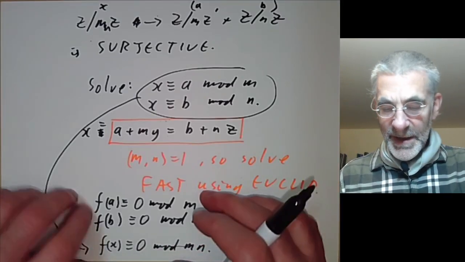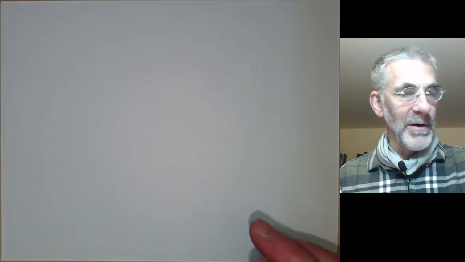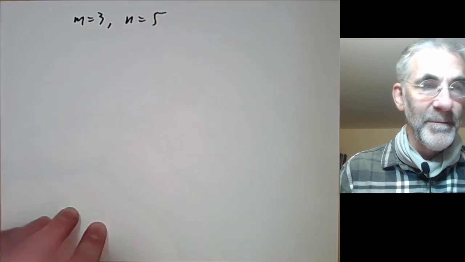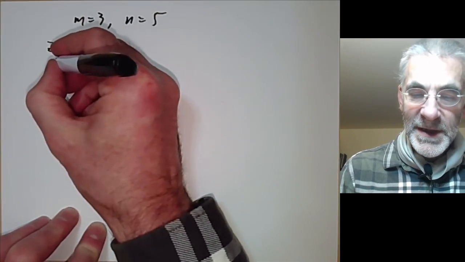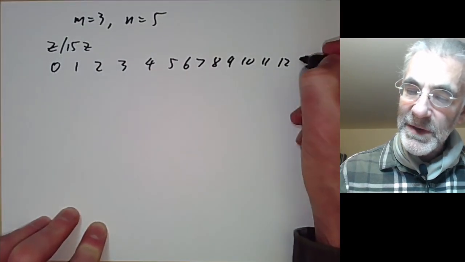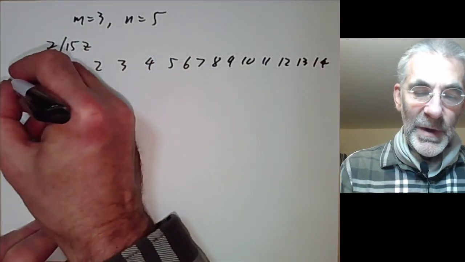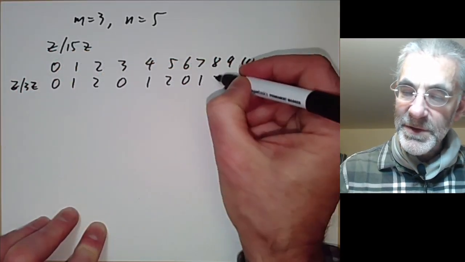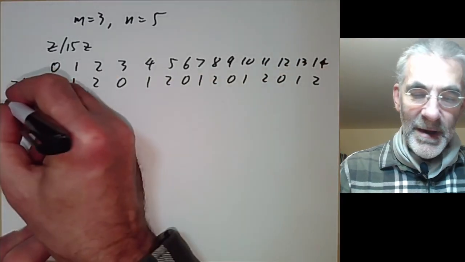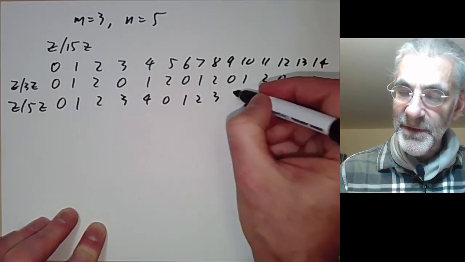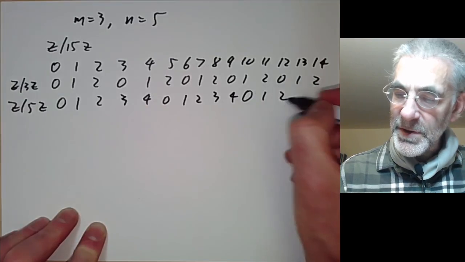So let's write out an example of this explicitly just to see what's going on and then do a few examples. So let's take m equals 3 and n equals 5. So we're looking at Z modulo 15Z, and let's just write out its elements: 0, 1, 2, 3, 4, 5, 6, 7, 8, 9, 10, 11, 12, 13, 14. And we could look at Z modulo 3Z: 0, 1, 2, 0, 1, 2, and so on, and Z modulo 5Z: 0, 1, 2, 3, 4, 0, 1, 2, 3, 4, 0, 1, 2, 3, 4.